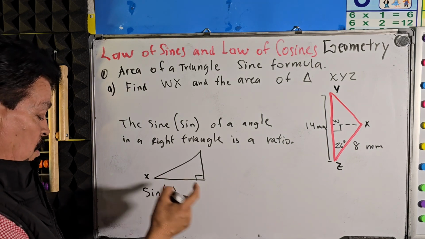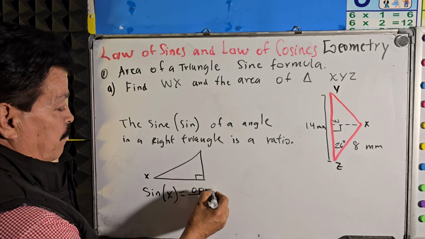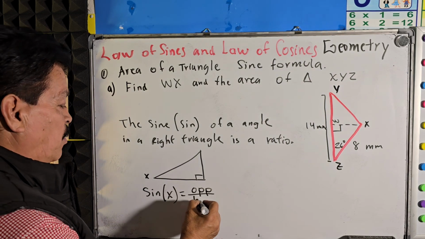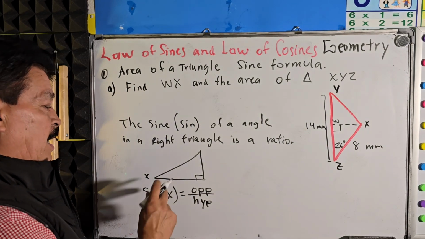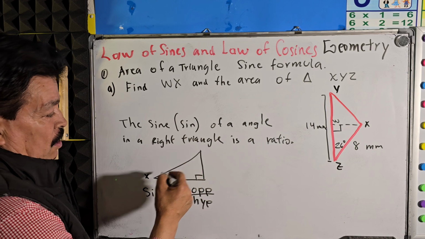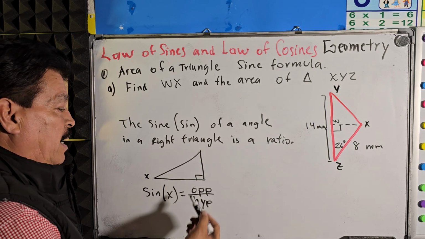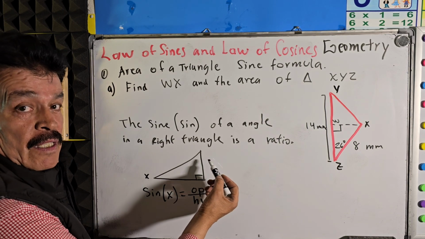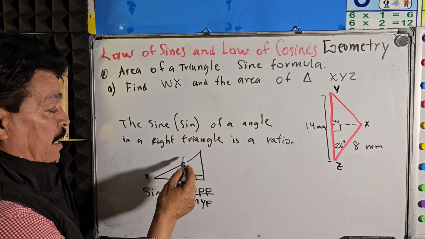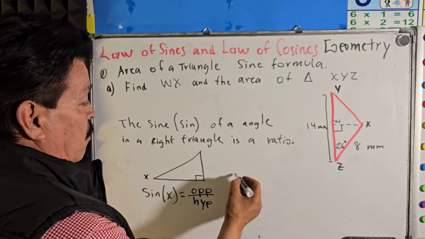This angle, it equals the opposite leg divided by the hypotenuse. What is the hypotenuse here? The hypotenuse is the longer side. This is the hypotenuse. This is one leg, this is another leg. The opposite leg to X is this side, and the hypotenuse is the longest one.